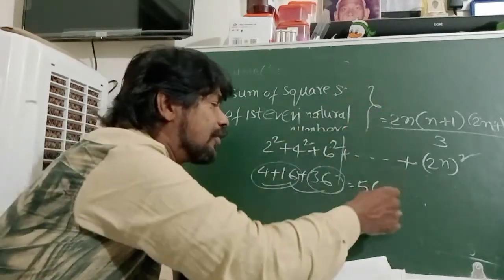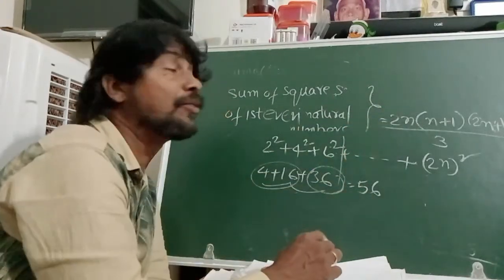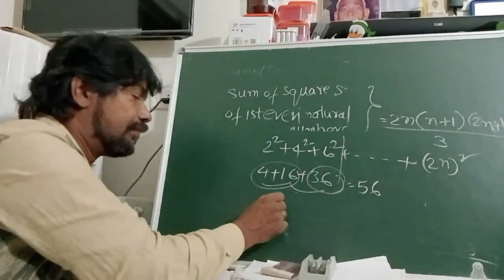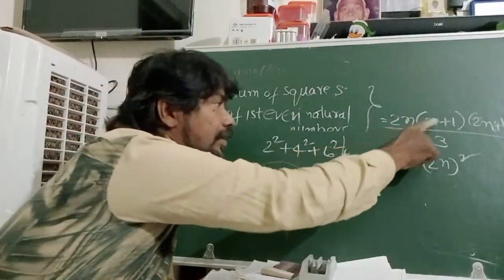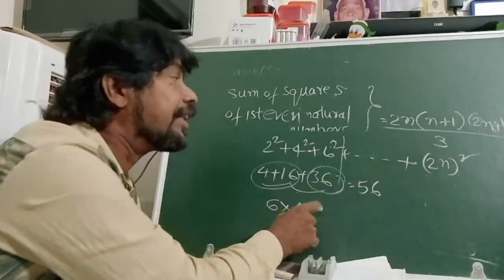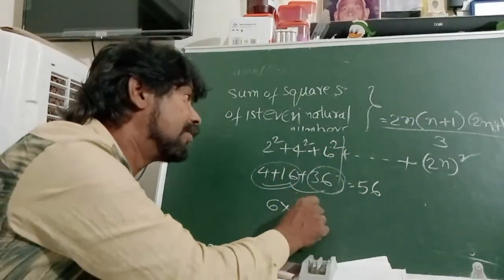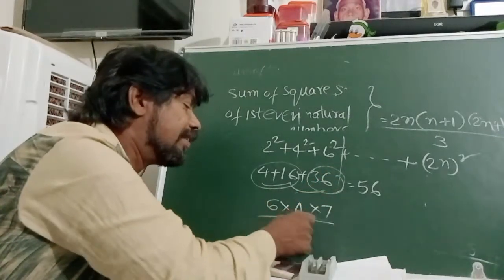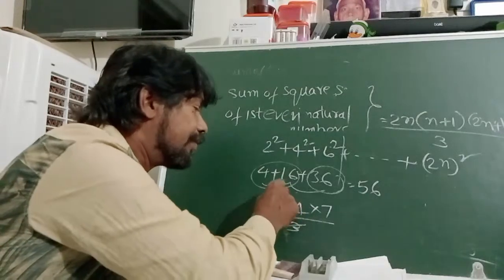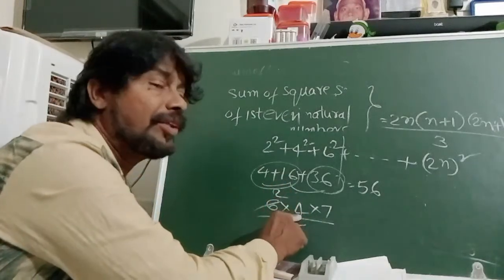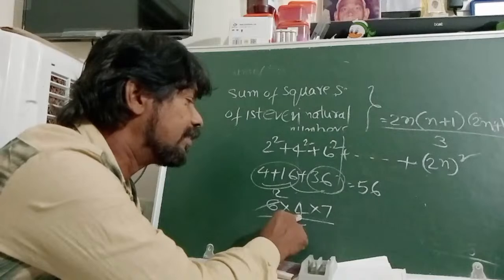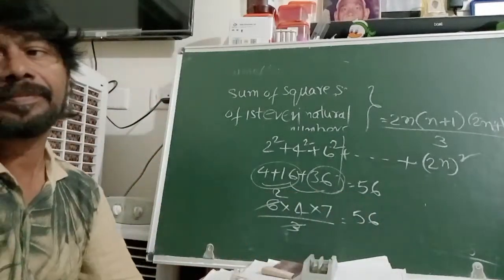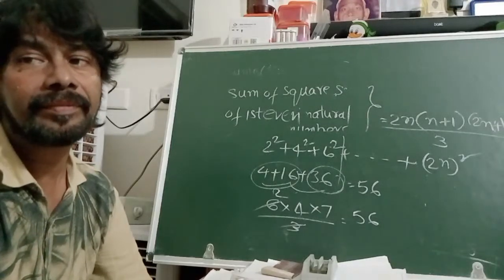Let's check with the rule. According to the rule, 3 times 3, 2 3s are 6, 3 plus 1 is 4, 6 plus 1 is 7, divided by 3. The 3 cancels. 2 4s are 8, 8 7s are 56. Okay?